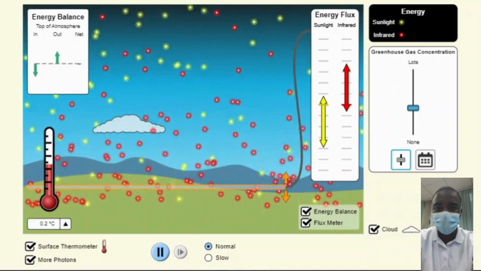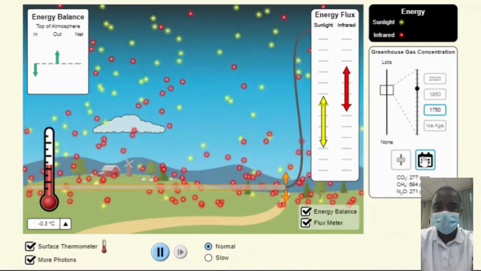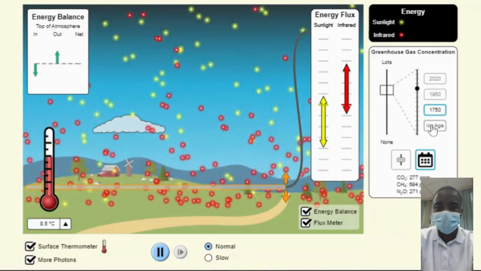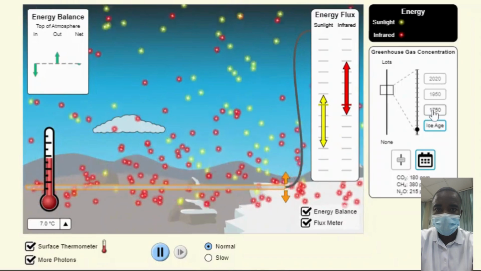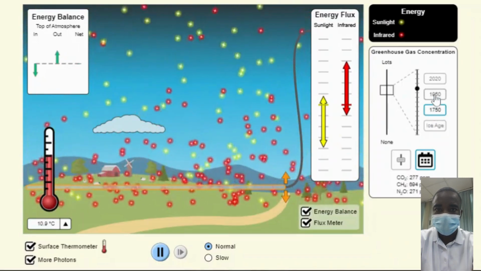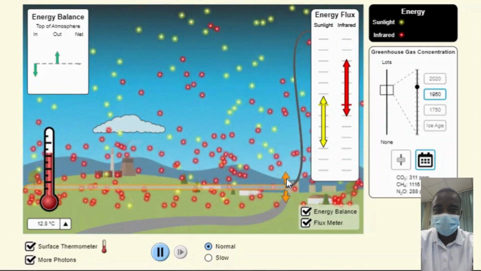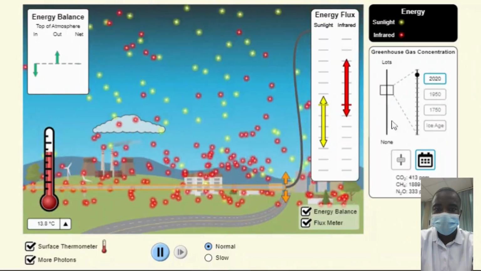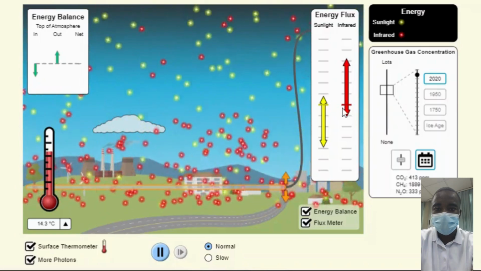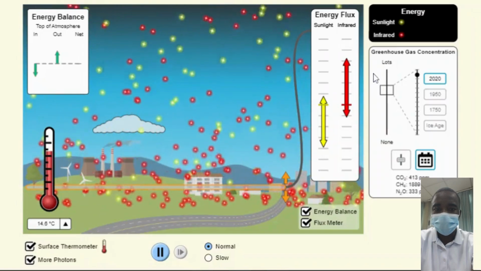This interactive feature helps students understand the role of greenhouse gases in trapping heat and regulating the Earth's temperature. Students can measure the energy flux throughout the atmosphere. Energy flux is the rate at which energy is transferred through a given area. By observing the energy flux at different levels of the atmosphere, students can gain insights into how energy is distributed and how it contributes to the overall energy balance of the Earth.